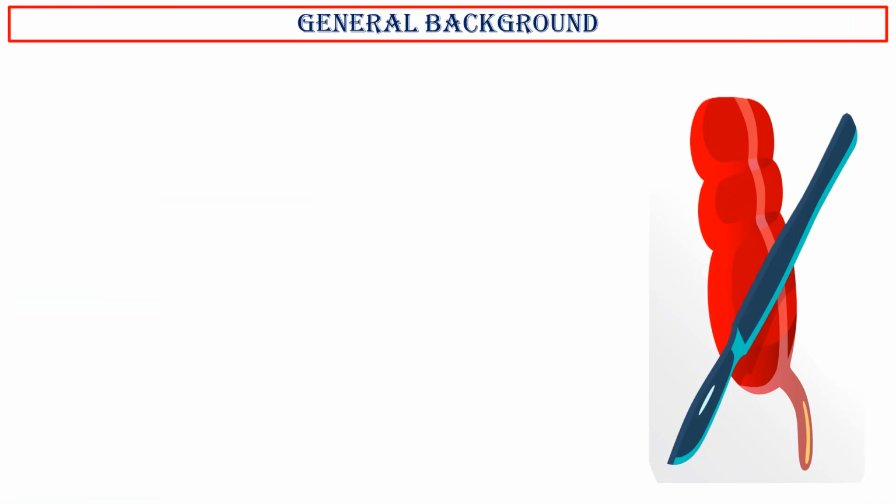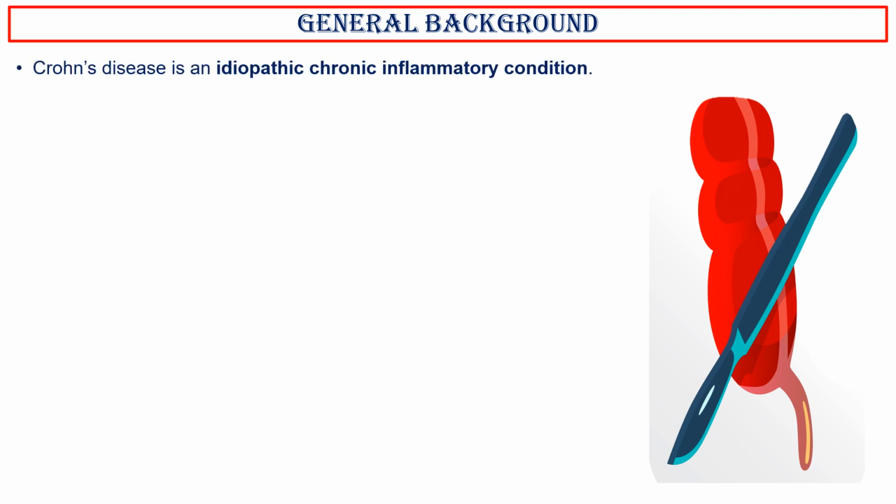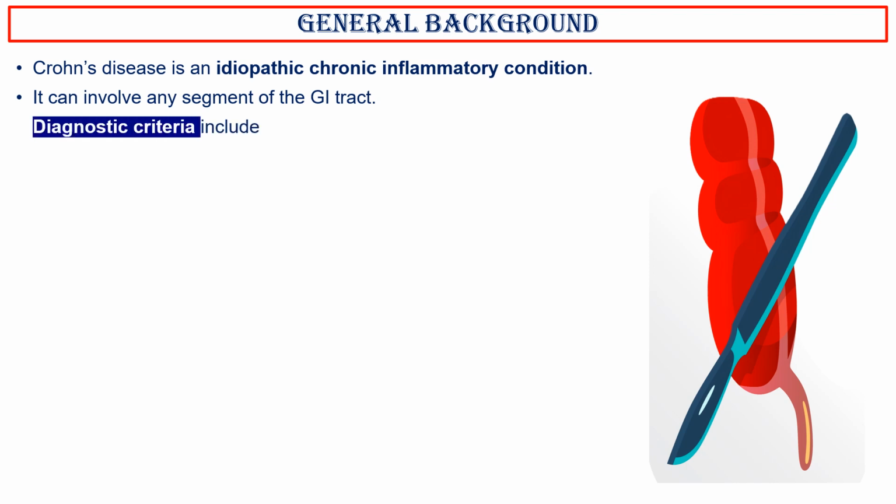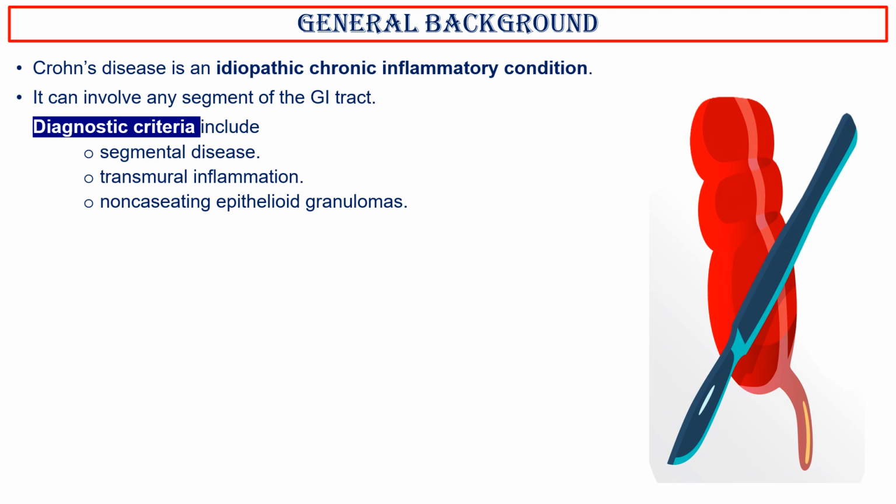Let's talk about appendiceal Crohn's disease. General background. Crohn's disease is an idiopathic chronic inflammatory condition. It can involve any segment of the GI tract. Diagnostic criteria include segmental disease, transmural inflammation, noncaseating epithelioid granulomas, deep fissuring ulcers, ileal involvement.